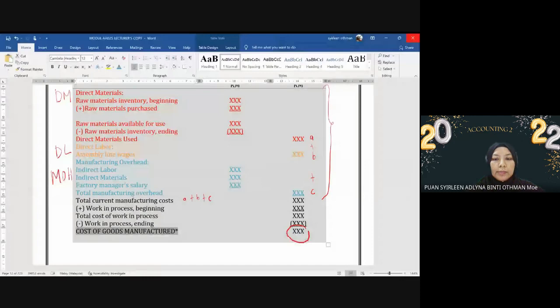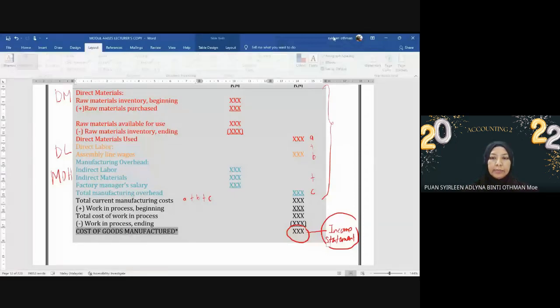Kenapa awak kena kira ni? Okay, cost of good manufactured, nilai ni nanti kita akan transfer ke income statement. Okay, di mana saya akan letak item ni? Saya akan letak di COGS. Okay, alright. So sebab tu you need to prepare this. So once you get the cost of good manufactured, that figure kita akan bawa ke income statement.